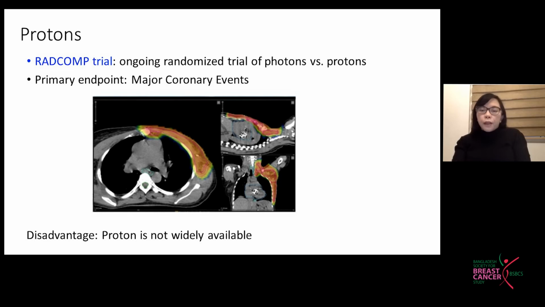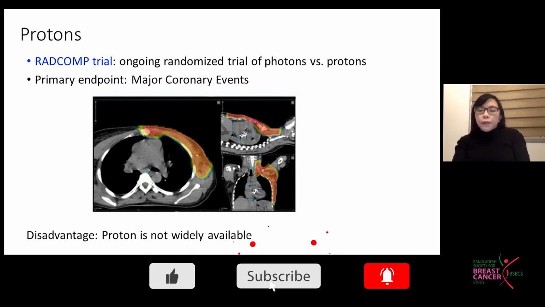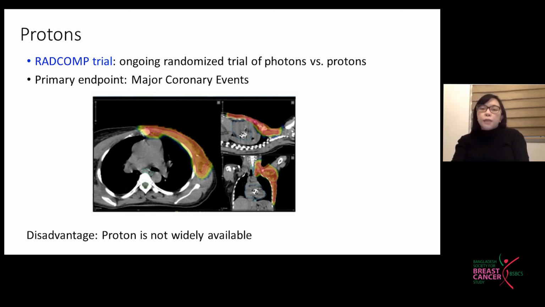There is in fact a large randomized study, the RADCOMP trial, looking at protons versus photons for breast cancer patients. But we don't know if protons really result in fewer long-term cardiac complications, which is the purpose of this publication. But we can see that the dosimetry of protons can be very appealing. But obviously, proton is not something that's going to be widespread.